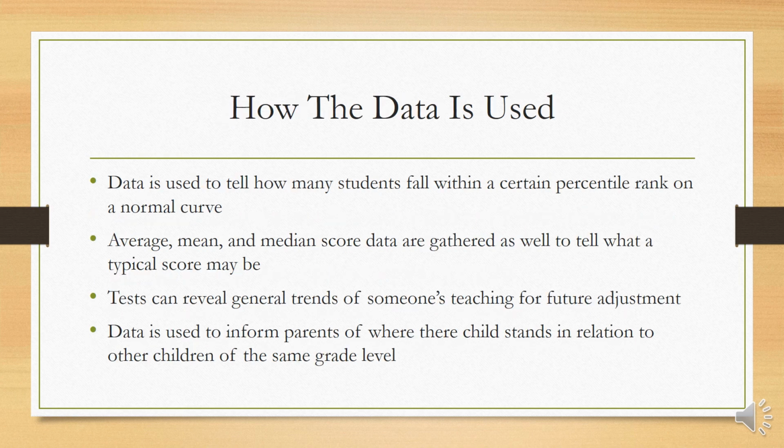How is the data used? Data is used to tell how many students fall within a certain percentile rank on a normal curve. Average, mean, and median score data are gathered as well to tell what a typical score may be. Tests can reveal general trends of someone's teaching for future adjustment. So the teacher can really look back on that and see where they need to adjust their teaching strategies. Data is used to inform parents of where their child stands in relation to other children of the same grade level. So that's also very important, especially during parent-teacher conferences.